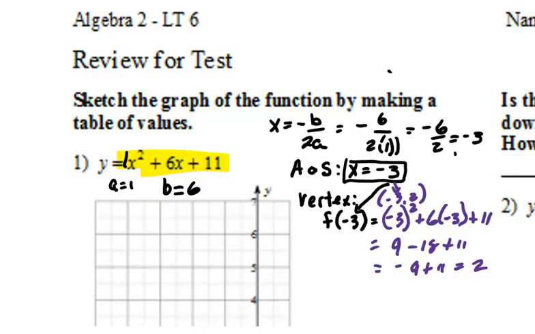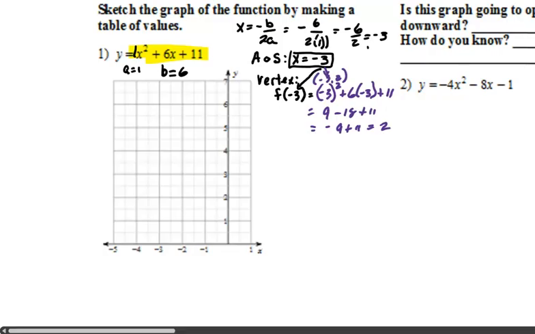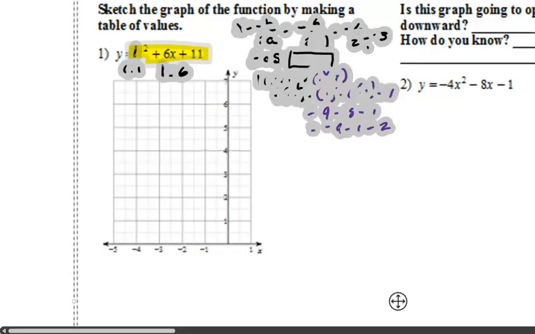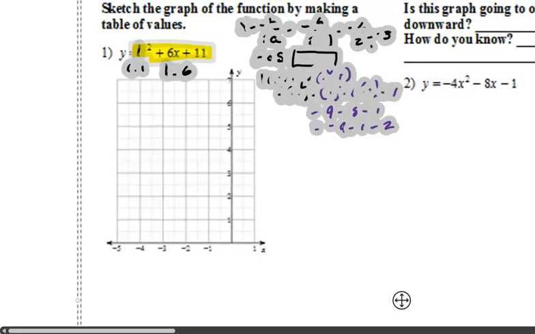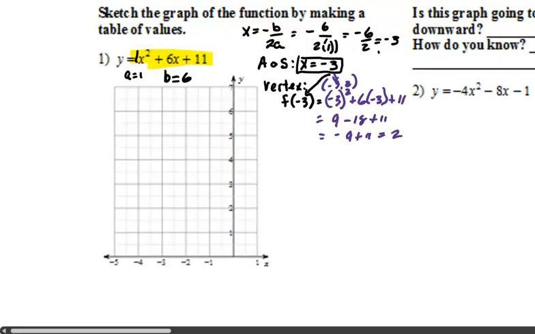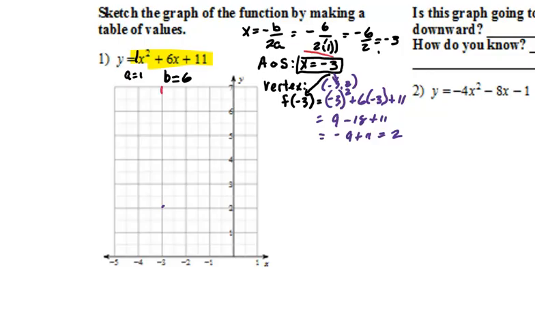We plug in the negative 3 and we get 2. So that's going to help us. Negative 3 comma 2 is right here. And of course our axis of symmetry is going to be right here at x equals negative 3. So we want to actually see it. And our vertex, we said, was here.